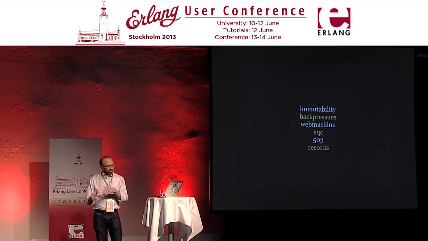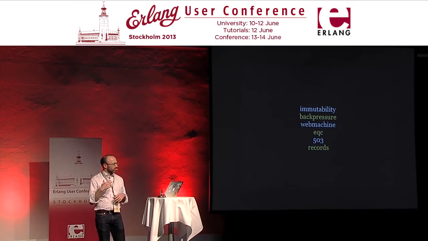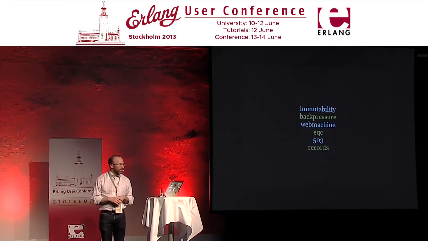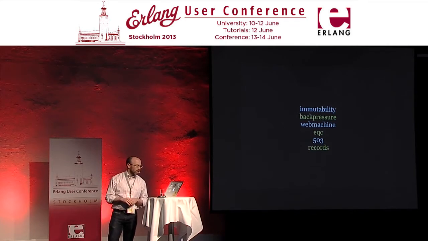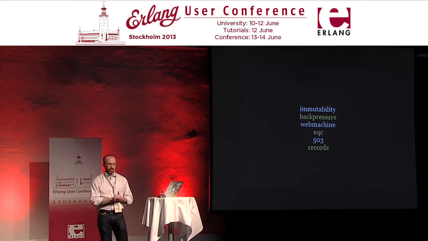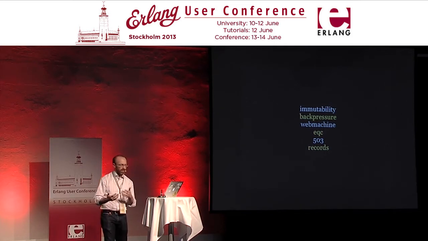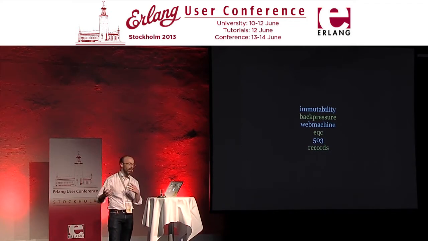So some general topics I'd like to talk about that really affected how RiakCS was created are immutability, backpressure, web machine in general, EQC, 503, and records. And just very briefly, immutability you should all be familiar with if you write Erlang. That's that thing where once you create a data structure, you don't change it. You create a copy.